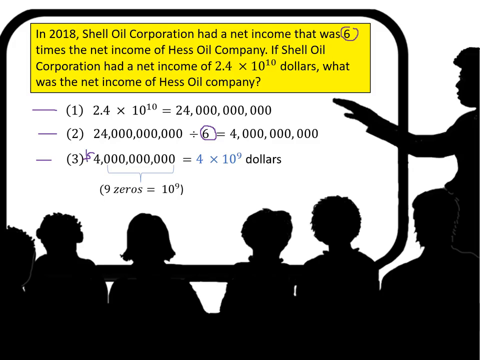We just wrote $4 billion in scientific notation. So scientific notation says that that number is 4, a number between 1 and 9, times 10 to, how do I know what the power is? Well, count the zeros. There's 9 zeros.